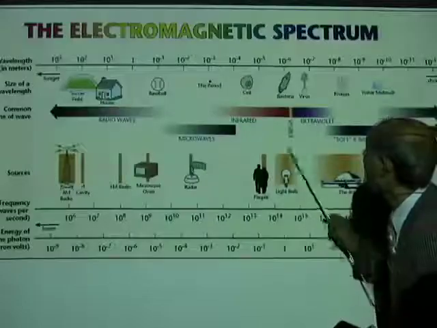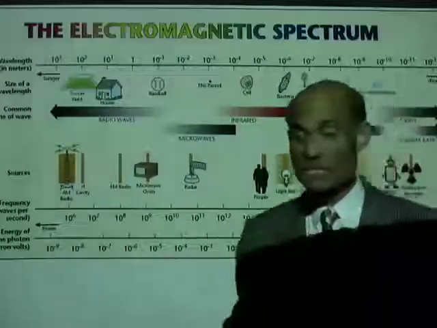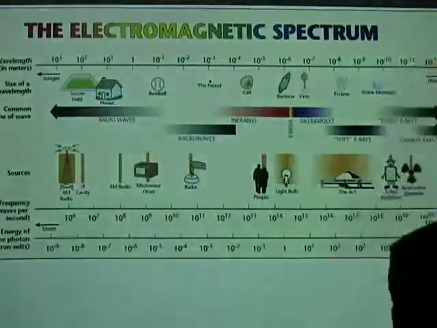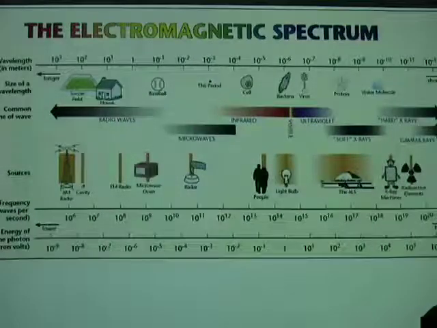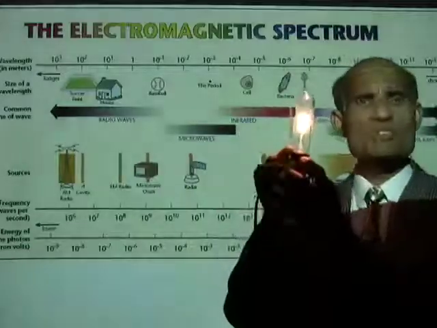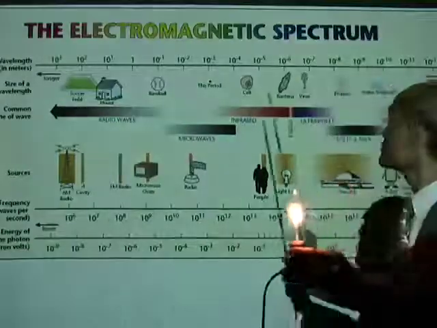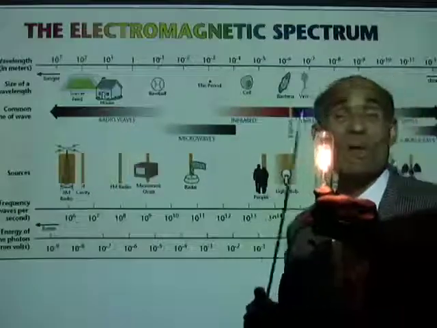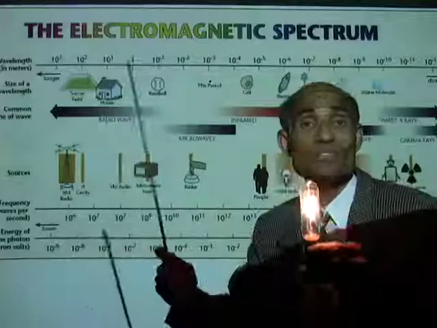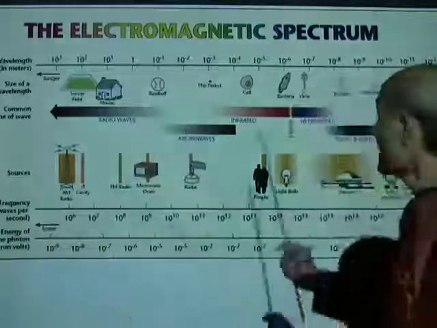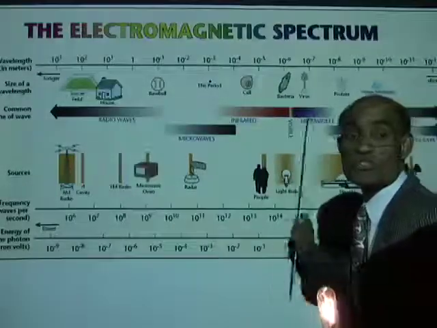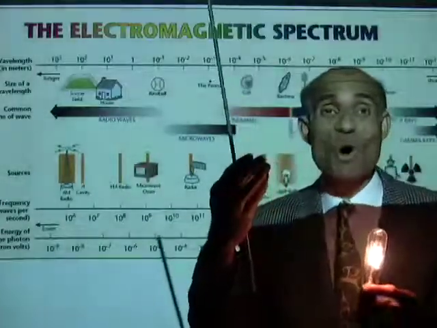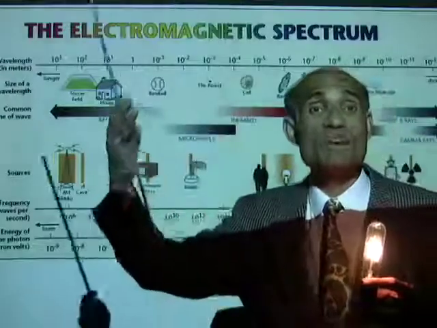And the light bulb, the visible light, is in that very small region. So when I put this light on, the light produced by this bulb is in this region. And you can see this light is made up of about 4,000 different colors. And as the wavelength decreases, you get ultraviolet. Now, when the wavelength is very small, the energy is very high.